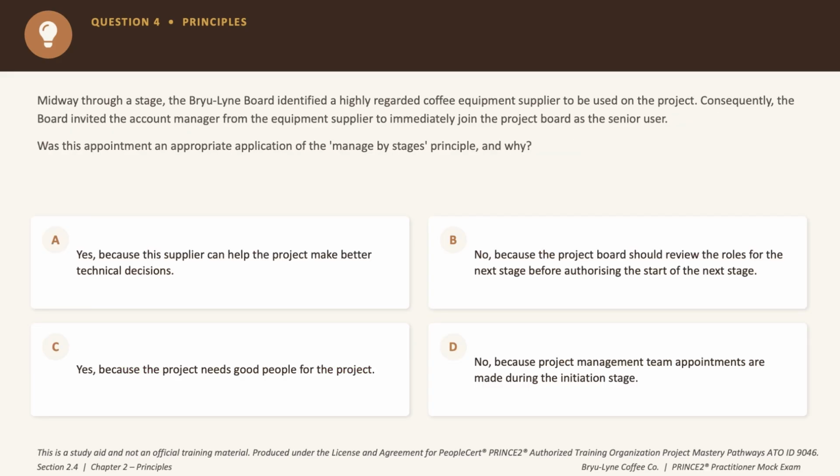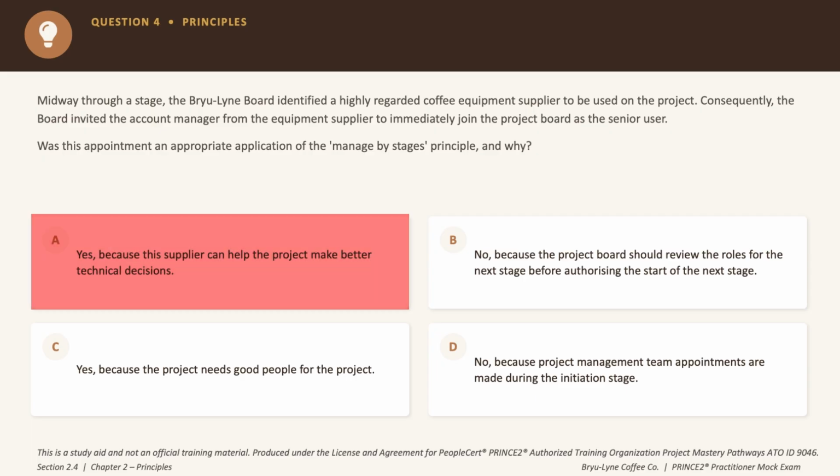So midway through a stage, the Brewline board wants to bring in an equipment supplier's account manager as a senior user, and they want to do it right away. Okay. Now the question is, was this appointment an appropriate application of manage by stages principle, and why? Now option A says yes because the supplier can help with better technical decisions. Now that might sound reasonable. The supplier probably does know their equipment quite well, but that's not the point really because the question is asking about timing, okay, not about expertise. So an incorrect answer choice.